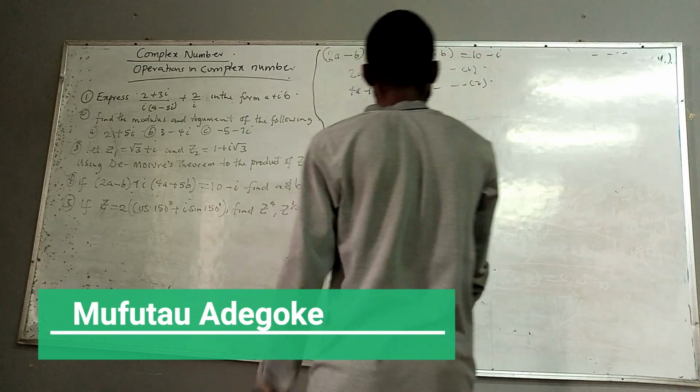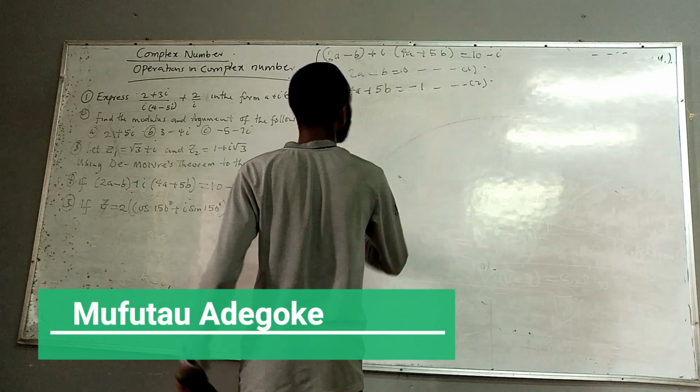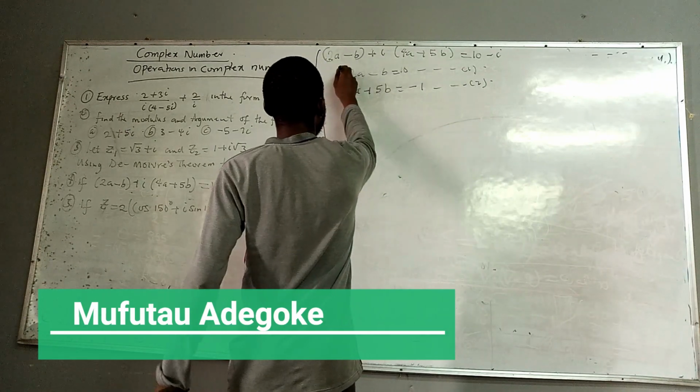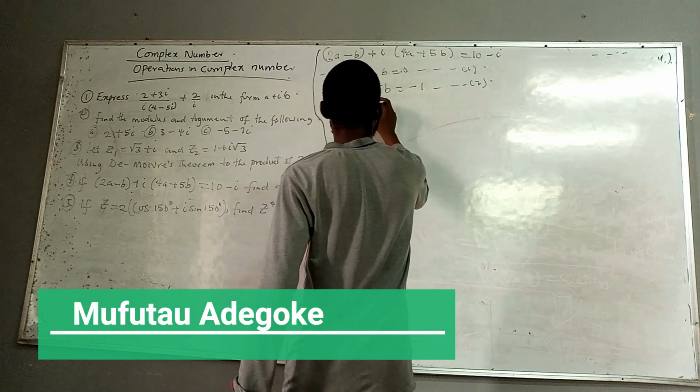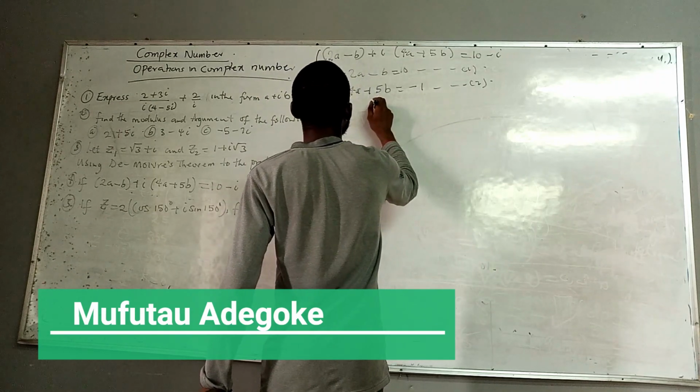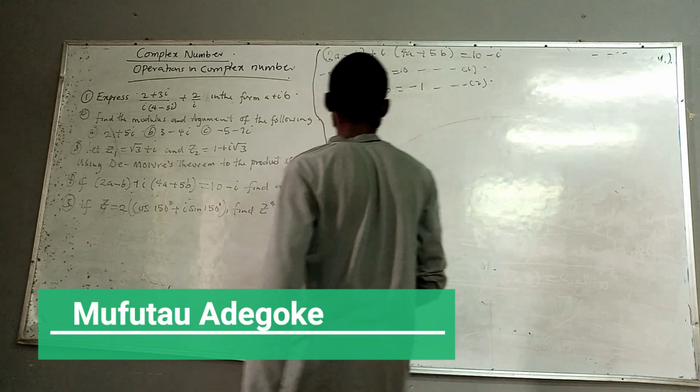Then if I solve equations 1 and 2, I can multiply my equation 1 by minus 2 and add. Then a will go. I have minus 2 times minus b, which will give me 2b.